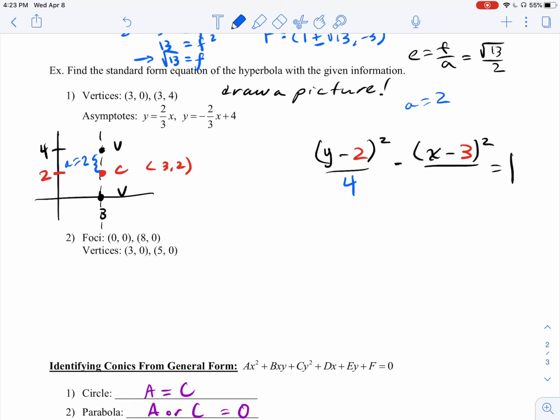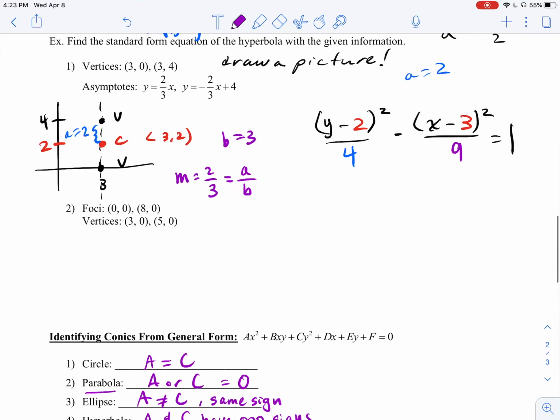Well, that's where this next part comes in, looking at the asymptotes. So if we know that our a value is equal to 2, and our slope here is written as 2 over 3, let's write that out. If we know that our slope is 2 over 3, and our a value is 2, that means our b value here has to be equal to 3. So from that, we can establish b is equal to 3, and just from that, we've got 9, b squared.